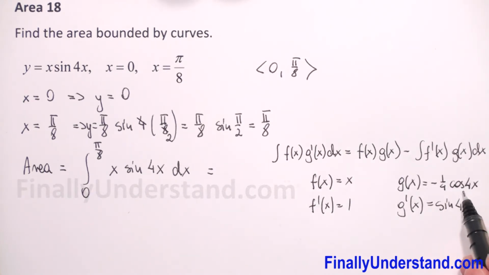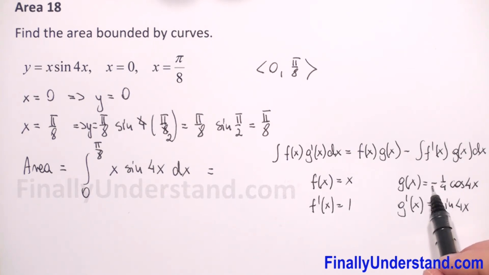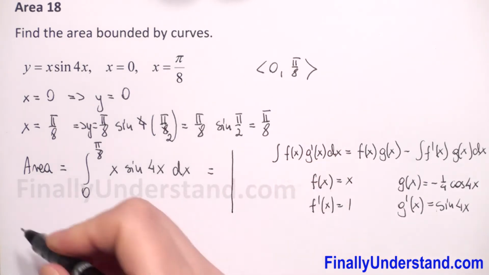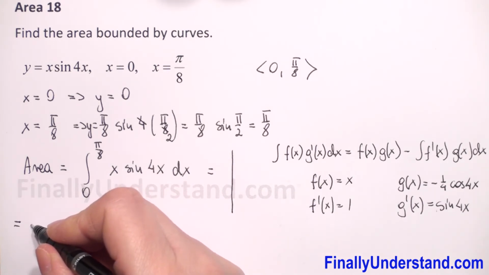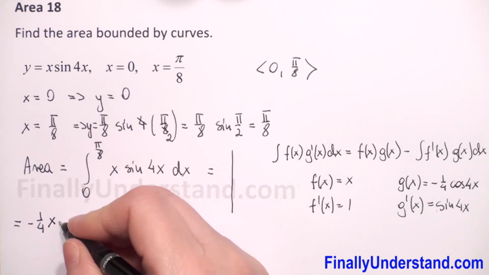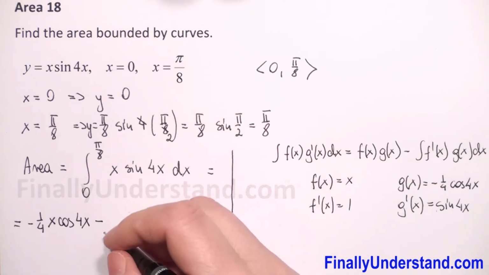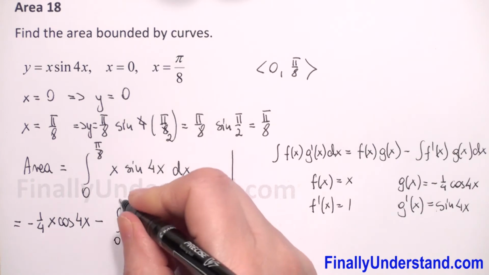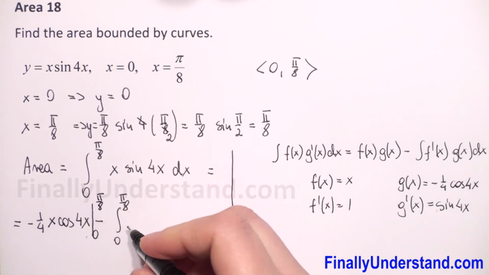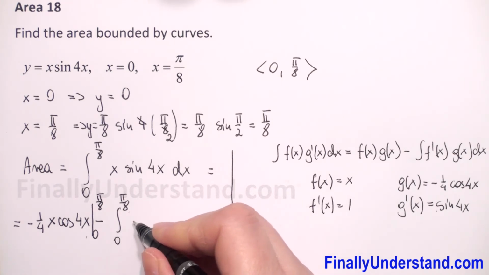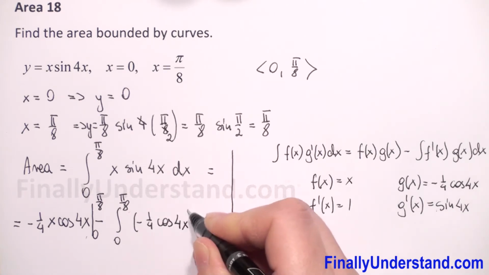You can always check: when you take the derivative of this expression, we will get exactly the same as what we have here. Because the derivative of cosine is negative, negative and negative give me positive. And the derivative of 4x is 4. So 4 times 1 over 4 gives me 1, what we have here before sine. So our integral will be equal to f times g, so I will put first negative 1 over 4 times x cosine of 4x, minus the integral from 0 to pi over 8. Of course, we have to put integration limits from 0 to pi over 8. And now we have f prime, which is 1, times negative 1 over 4 cosine 4x dx.